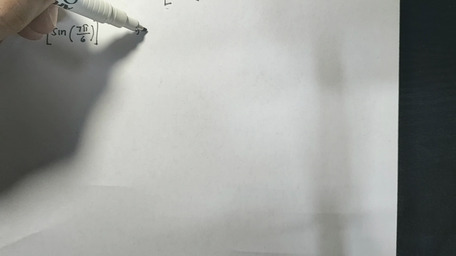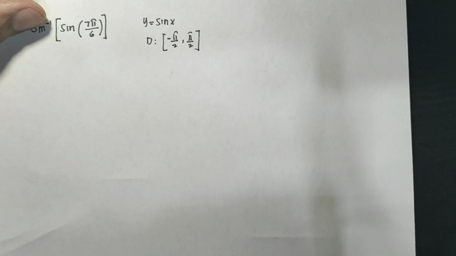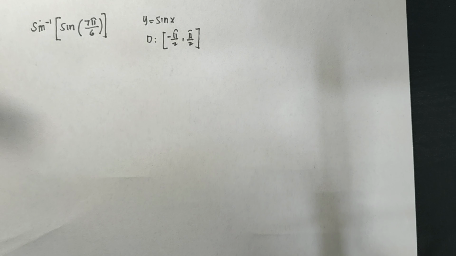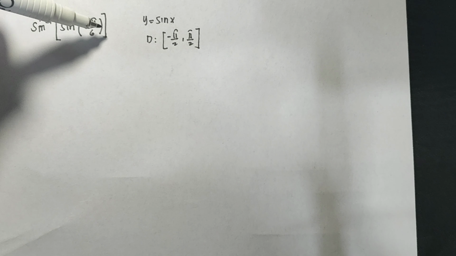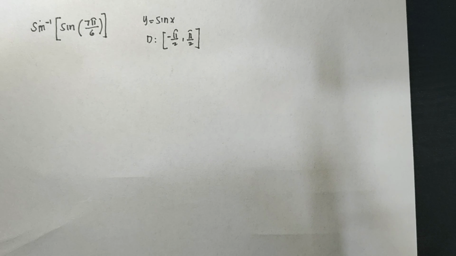Okay, another example: inverse sine of sine of 7 pi over 6. So look at the domain of the sine function. In y equals sine x, the domain is from negative pi over 2 until pi over 2. Do you think that 7 pi over 6 belongs to this interval? Of course, it is not. So therefore, we cannot say that this is equal to 7 pi over 6. But what are you going to do?